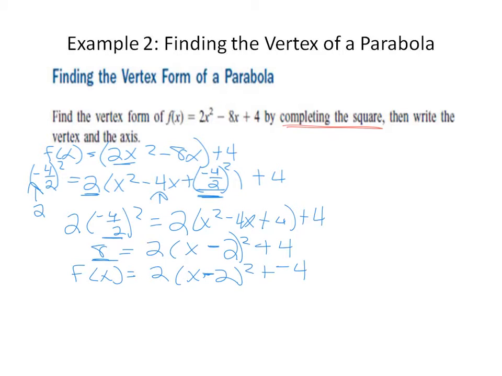So my vertex is going to be 2, negative 4, and my axis of symmetry is going to be, solve the inside, x equals 2.